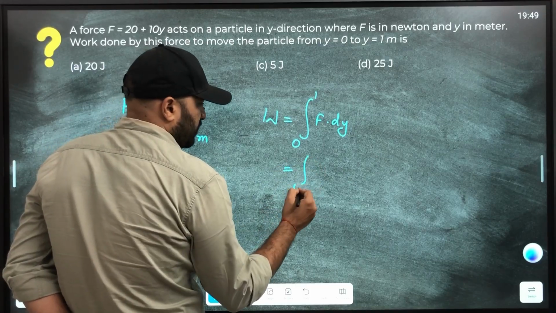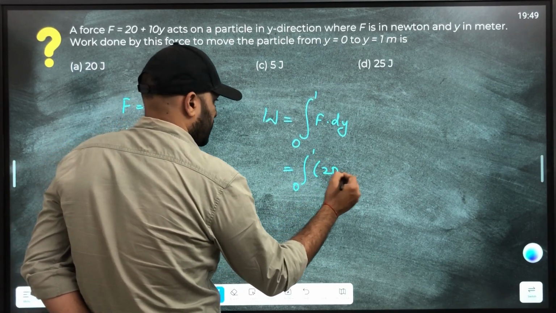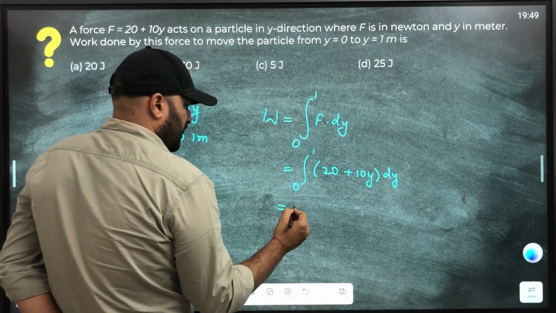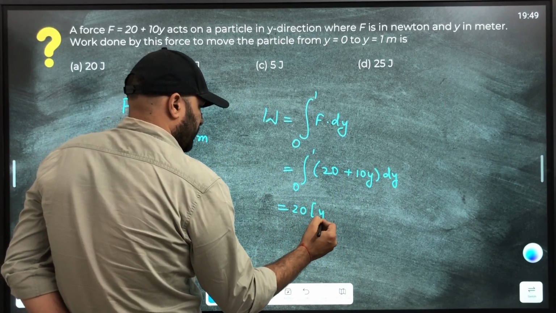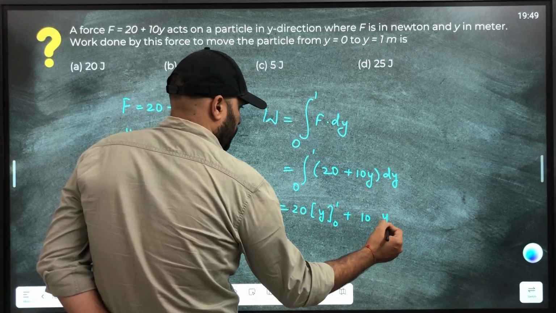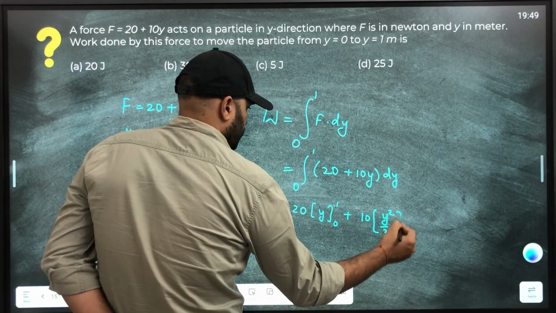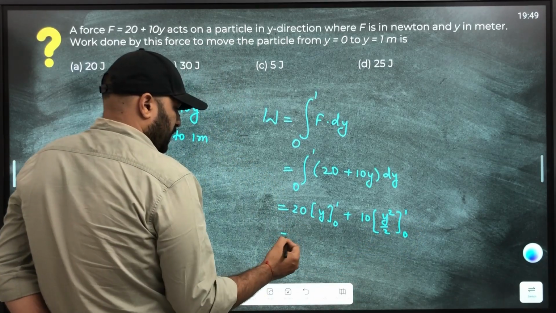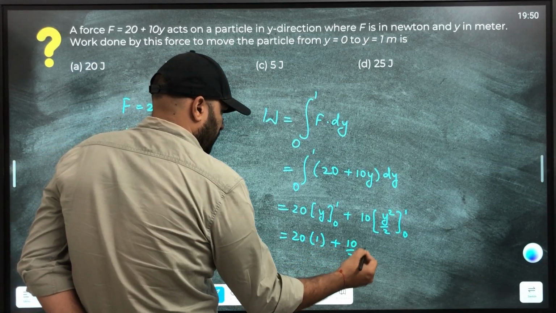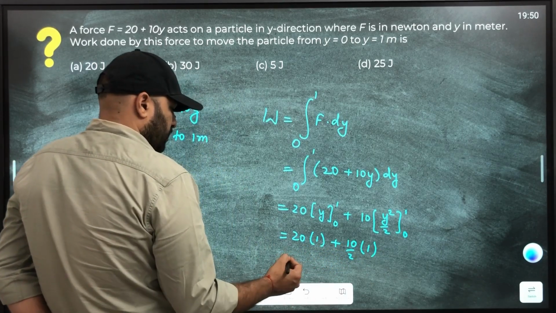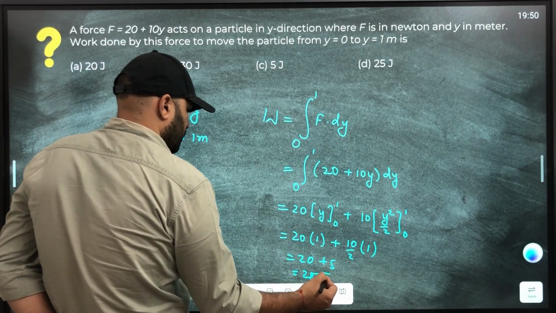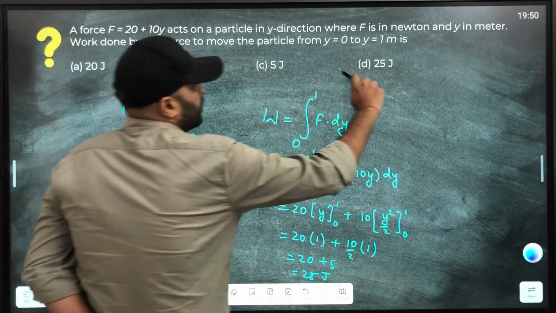So let's straight away do the integration and find the result: the integral of 20 plus 10y dy. Integration of 20, constant it is, so you are left with y from 0 to 1. And here, taking 10 outside, integration of y square by 2 from 0 to 1. Putting the upper limit minus lower limit, it will give you 1. And here 10 by 2, upper limit minus lower limit gives you 1. So it will be 20 plus 5. So that's 25 joules. The correct answer is option D, 25 joules.